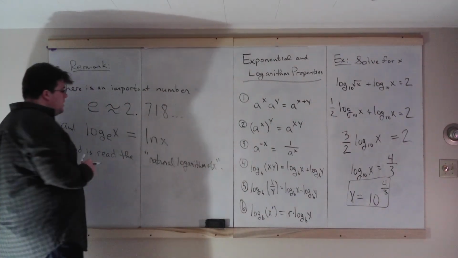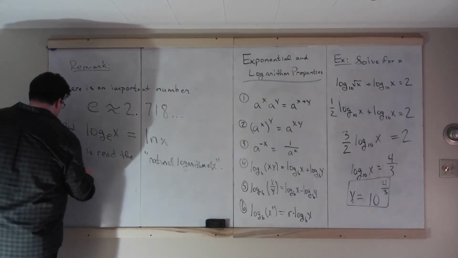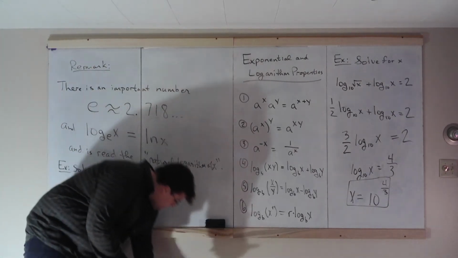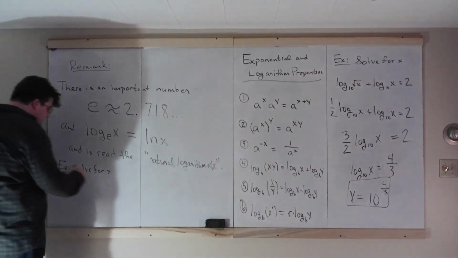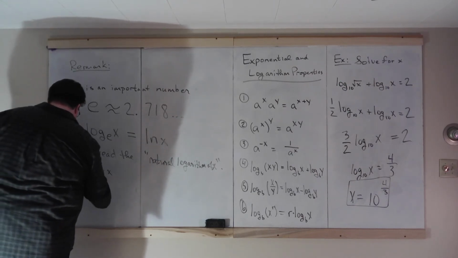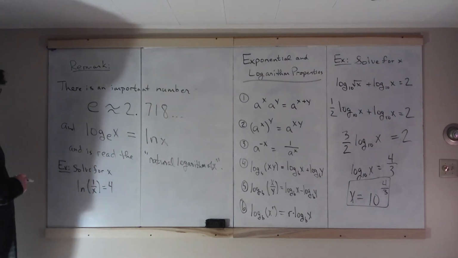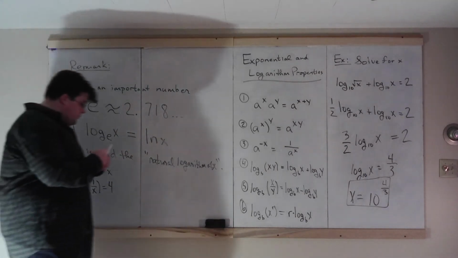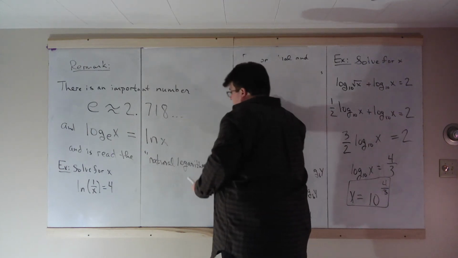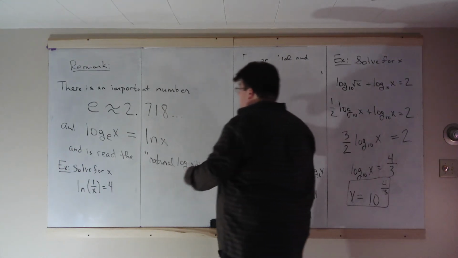But this is an important number, and let's just do one example of solving. Example, solve for x. Let's do natural log of 1 over x equals 4. You could first use property 6 down here and throw a negative on it. I'm not going to do that first. I will first get rid of the log.